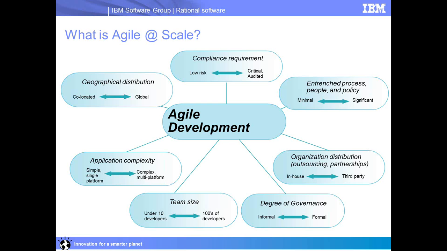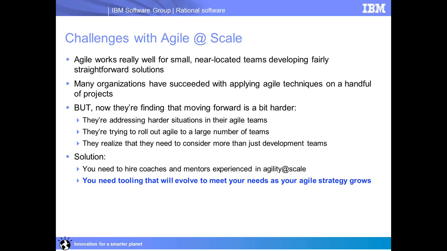So what are the challenges? Agile works really well for small co-located teams or near-located teams working in the same time zone for straightforward solutions. But when the organizations started making Agile more popular, they saw that it gets harder and harder, right? They saw that they just cannot consider development teams alone, right? Agile started as a development effort. We were just going to be talking about a bunch of developers working together.